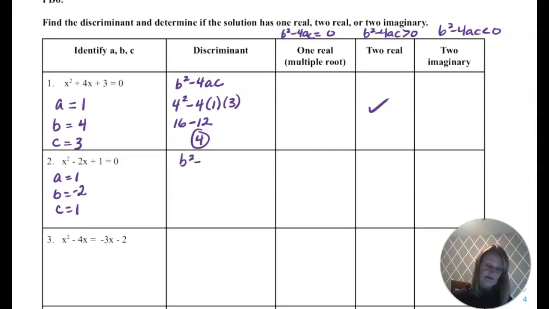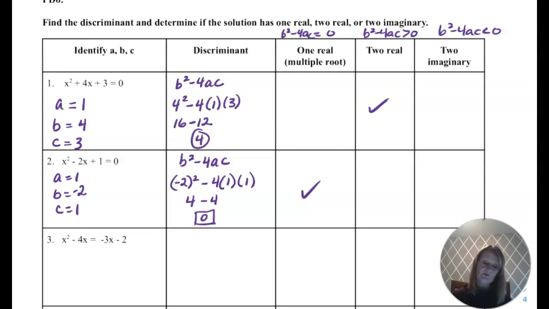So my discriminant again, and I'm going to plug my numbers in. With a -2, remember I told you anytime you plug in a negative, you've got to put parentheses around it. The square must be on the outside. a is 1 and c is 1. So in this case, I have -2 squared, which is 4, minus 4 times 1 times 1, which is 4. This is going to give me a 0. So if it's equal to 0, that means I just have 1 real root, and it's going to be a multiple root.